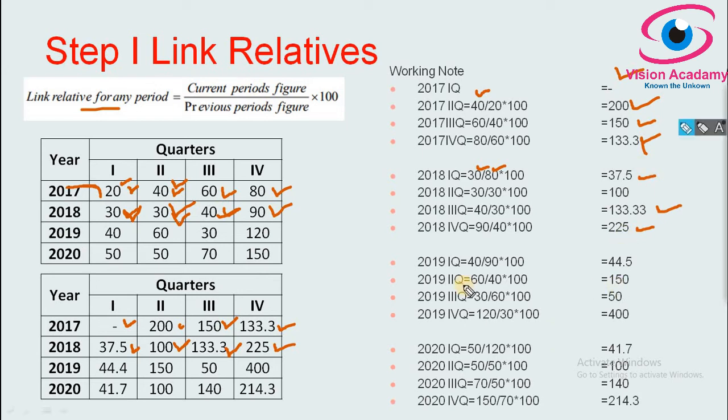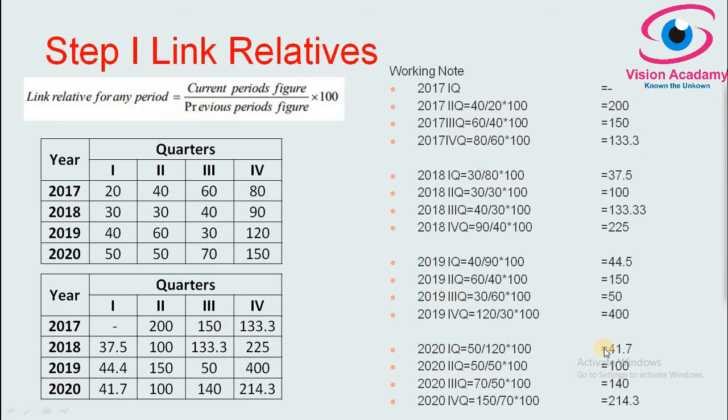Here you can see 2019 first quarter, second quarter, third quarter, fourth quarter, and 2020 also. All those data I have replaced in this table. So this is the final table of link relatives, obtained by applying this formula. So the first step is over. Then let's go for the second step.